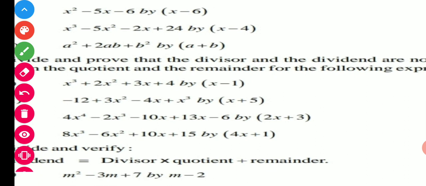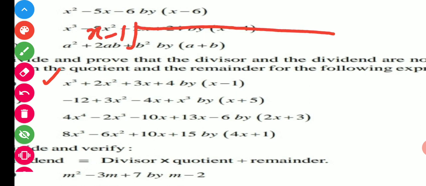So first of all, you can do one question. Suppose this one is, if the remainder is 0, then it is the multiple of the given factor, otherwise not. So first of all, x minus 1 divides x cube plus 2x square plus 3x plus 4.